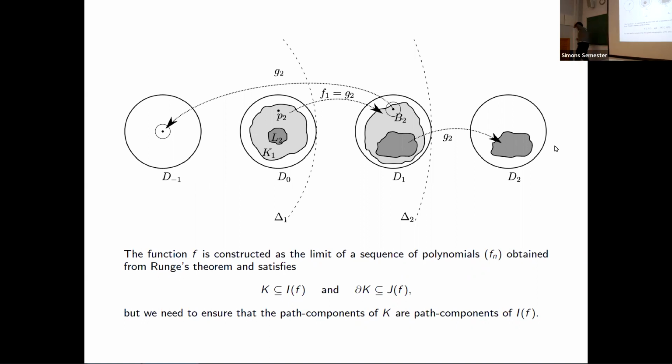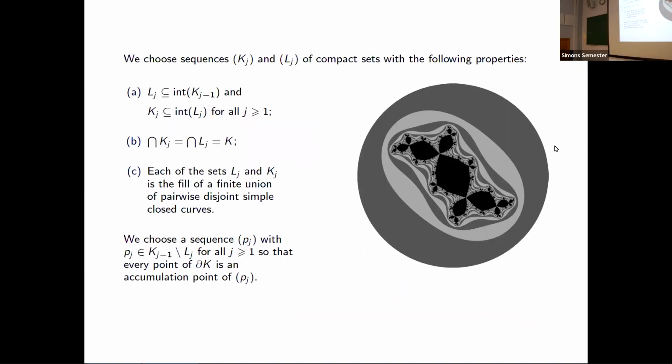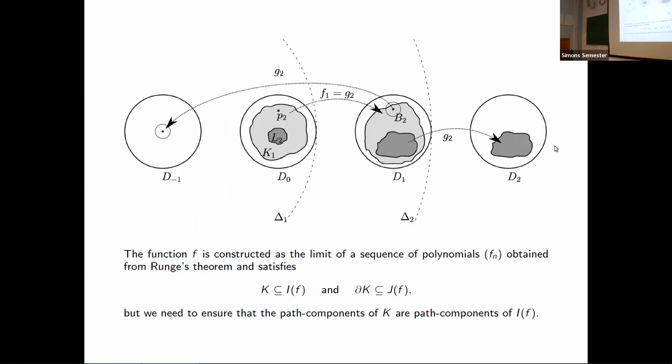Okay, so what are the other properties we want? You should imagine that this picture is here, in this disk, D0, right? So in D0, we have the compact set K and all these levels, the Kjs, right?